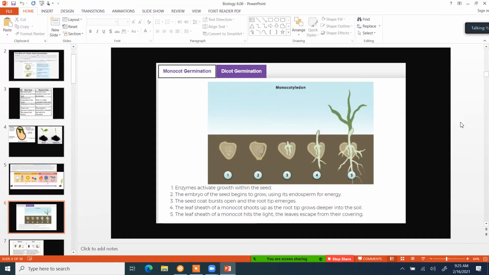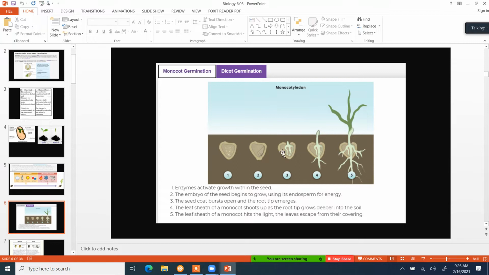All right, so this is going to show you the difference between monocot and dicot germination. So this right here is a monocot, which has basically one leaf. They're showing that after a couple of leaves have come out, in the beginning you can have one leaf. One, different kinds of enzymes activate growth within the seed. Two, the embryo of the seed begins to grow using its endosperm for energy. Notice there's no roots outside yet. So it just starts to use up that endosperm energy.